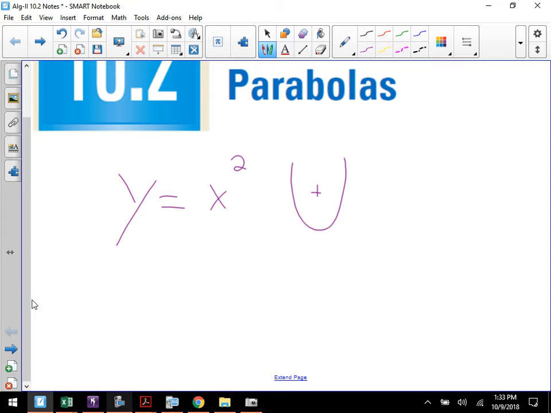You also knew that y equals negative, I should put that -1 in parentheses. What direction did it go now? Down. So depending upon the value of the leading term coefficient for an x squared parabola, it was either up or it was down.